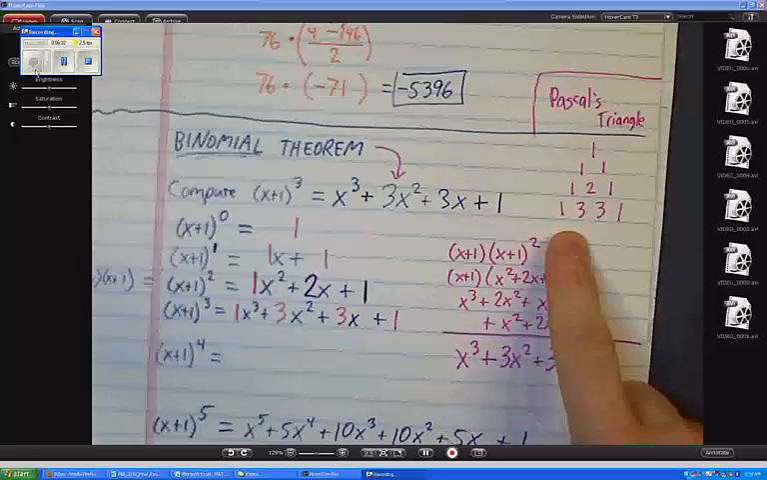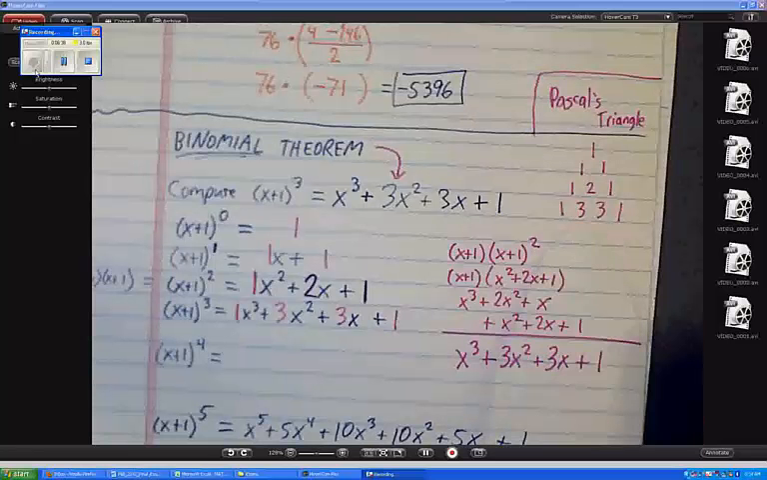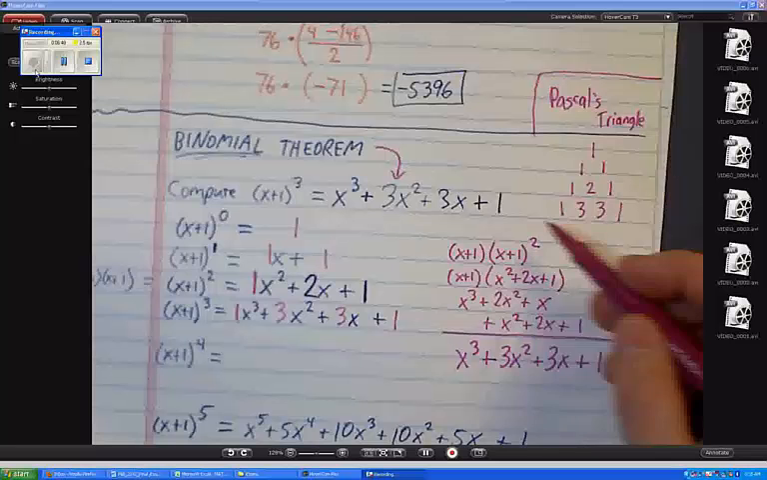They were bewildered by it, mystified by it. What's the next row of the triangle? Do you guys know the pattern?